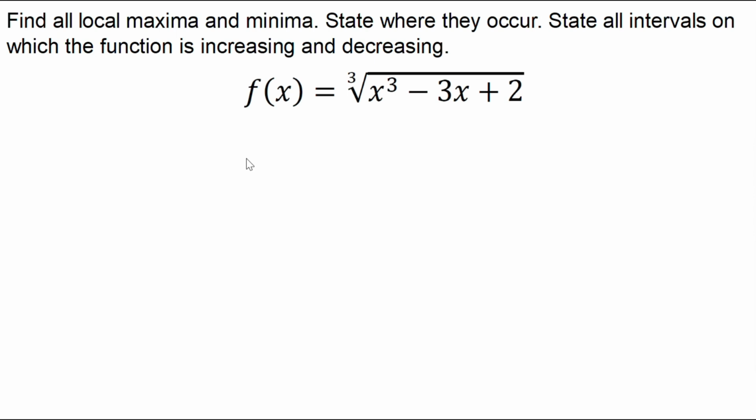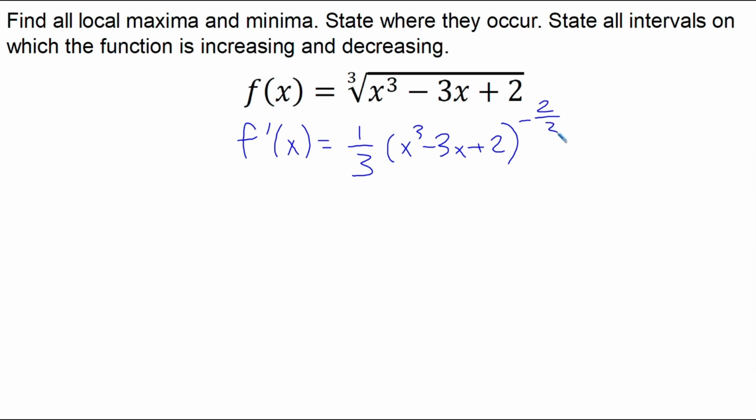So our derivative will use the chain rule on that, right? This is u to the 1/3, so that'll be 1/3 of u to the negative 2/3. And then we'll multiply that by the derivative of u. The derivative of x cubed is 3x squared. The minus 3x becomes minus 3. And the plus 2 is a constant, so it goes away.